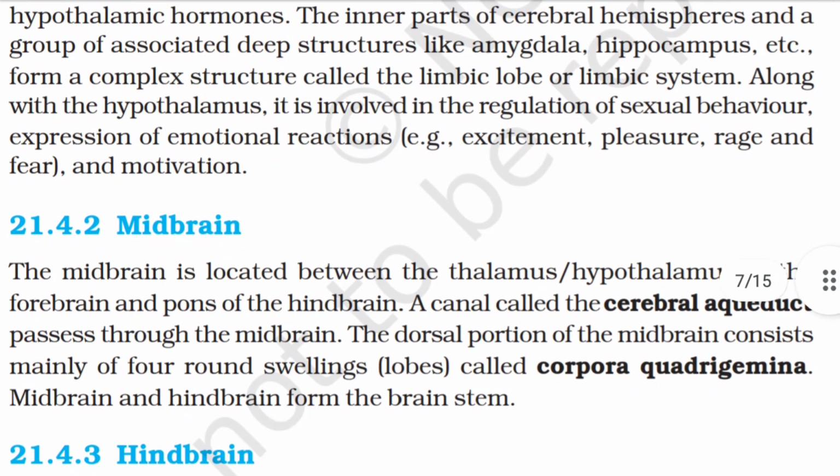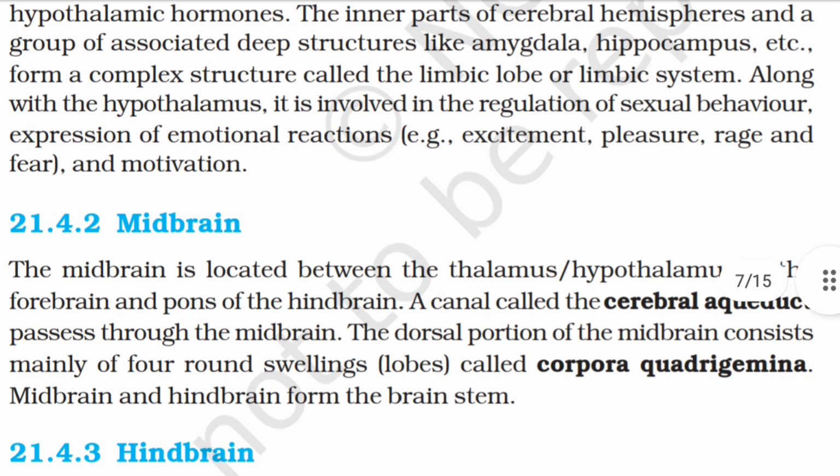The inner parts of cerebral hemispheres and a group of associated deep structures like amygdala, hippocampus, etc. form a complex structure called the limbic lobe or limbic system. Along with the hypothalamus, it is involved in the regulation of sexual behavior, expression of emotional reactions, for example, excitement, pleasure, rage, and fear, and motivation.